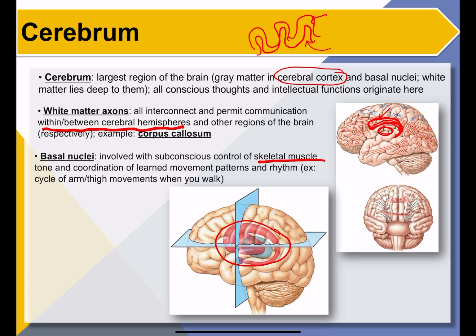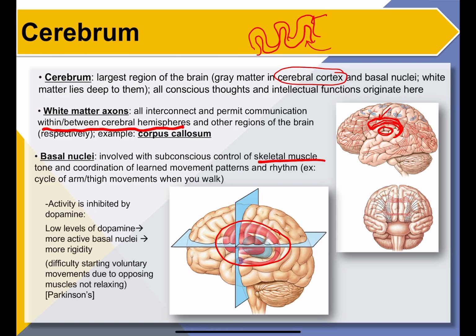All that pattern and rhythm also has a role by your basal nuclei in order to set those patterns and rhythm and know what to do with your control of skeletal muscles as you're walking or running, etc. Hence the activity of the basal nuclei is inhibited by the neurotransmitter dopamine to produce smooth movement. Remember, I talked about you need inhibition for smooth movements, and dopamine has that inhibition activity. Kind of like what I was talking about with GABA released from Purkinje cells in the cerebellum.